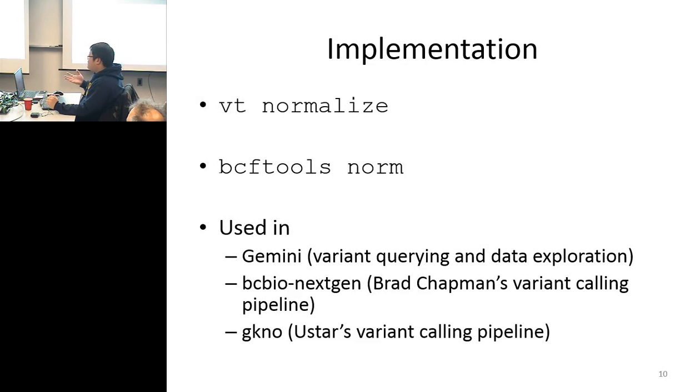It's used in Gemini, an online tool for variant querying and data exploration. There's also a variant calling pipeline used at Harvard called bcbio-nextgen, and a pipeline called GKNO from Utah, from UStar. So if you're working with indels, please have a look at these just to make sure that you're working with indels in the correct fashion.